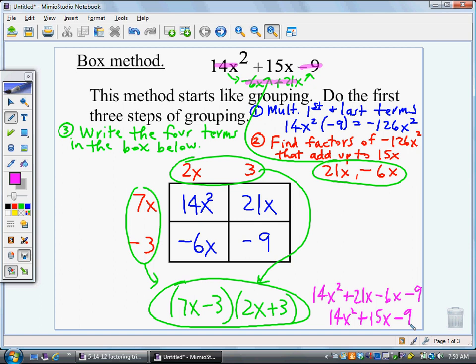And again, you can check it. If you look at when we did FOIL, the 4 terms that we got are the 4 terms that are in our box. So by us multiplying the first and the last term together, we're finding out exactly what the 2 middle terms will multiply together to be, and all we had to do was find factors of that would add up to 15x, which happened to be our middle term. So this is very much like grouping. Some people like it a little bit better. You do have to be a little bit careful with signs on this, but otherwise that's all you're going to do.